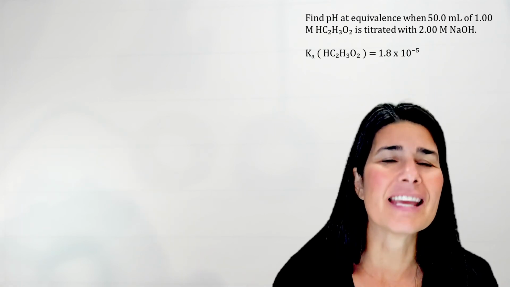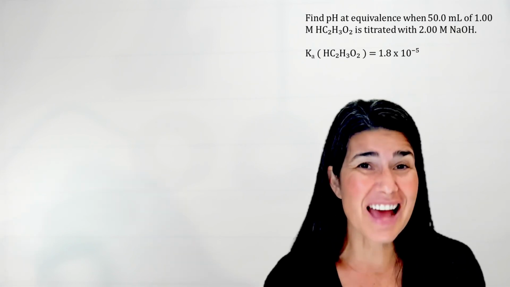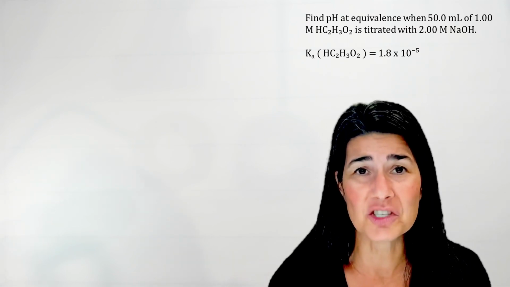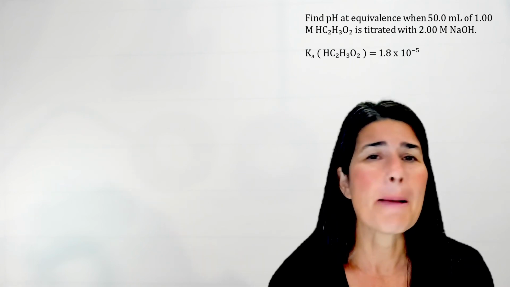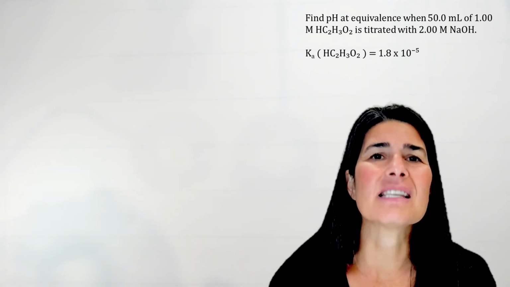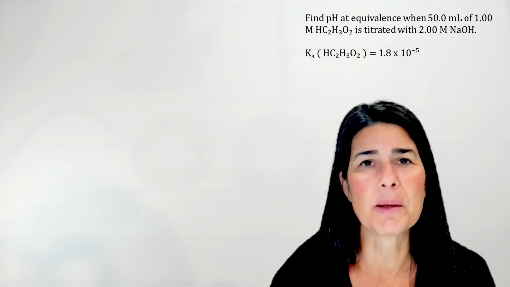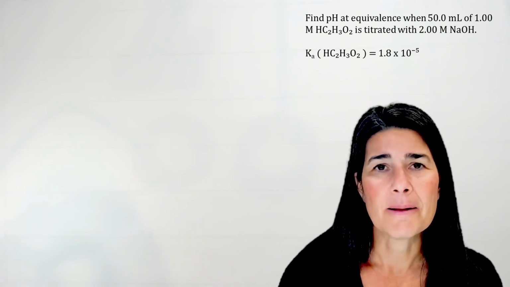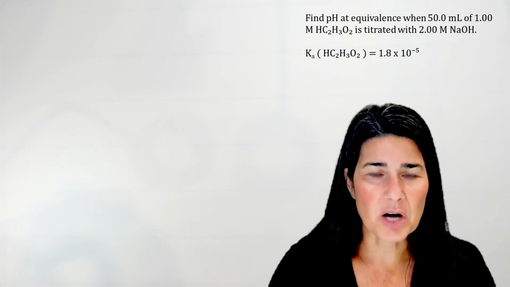It's what they turn into. The strong base will turn into a neutral conjugate after the reaction. We're not going to worry about that part. It's going to be neutral. But the weak acid, when it reacts, will turn into a weak base. That's why we're going to have a basic equivalence.